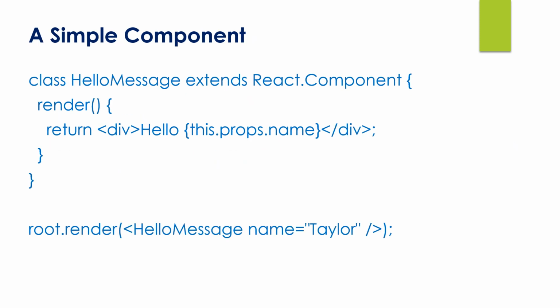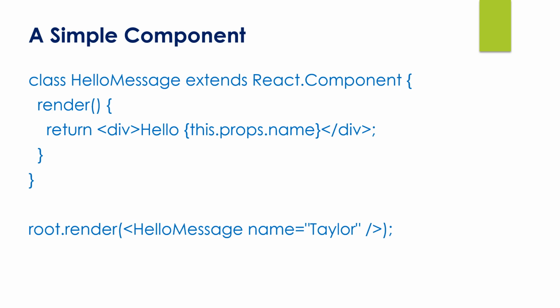Now we'll see a simple component. Here we are going to define a class component. The name of the class component is HelloMessage, and this class component should extend React.Component. In React, whenever you want to create a class component, you should extend the parent class called React.Component. And we use the render method for rendering the content in the browser. Here in the render method, we are returning the HTML content.